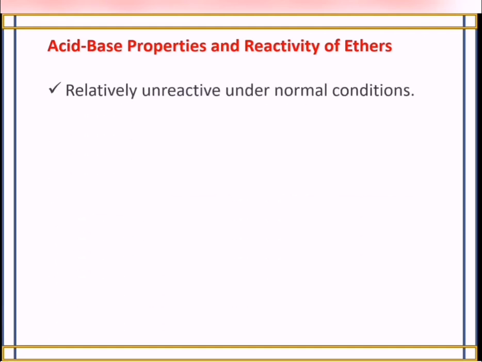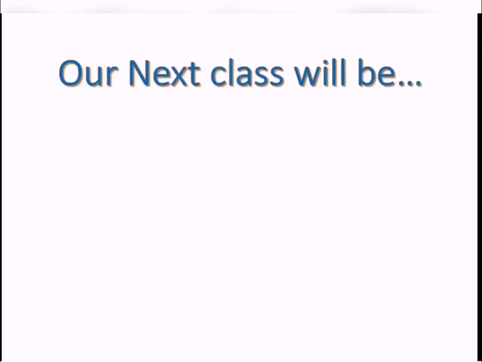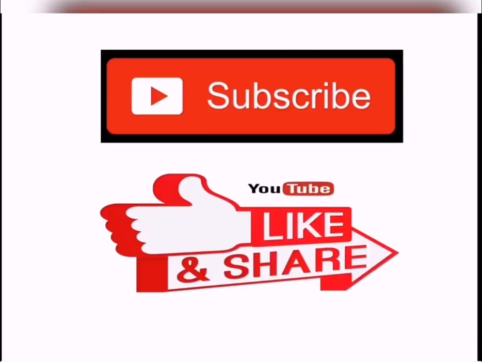Let's look at acid-base properties and reactivity of ethers. Ethers are relatively unreactive under normal conditions. That simply means that ethers typically do not undergo significant chemical reactions in the absence of specific conditions or reagents. In comparison to alcohols and phenols, ethers are less likely to undergo reactions such as oxidation, dehydration, or substitution without the presence of certain catalysts or high energy conditions. Our next class will be aldehydes and ketones.